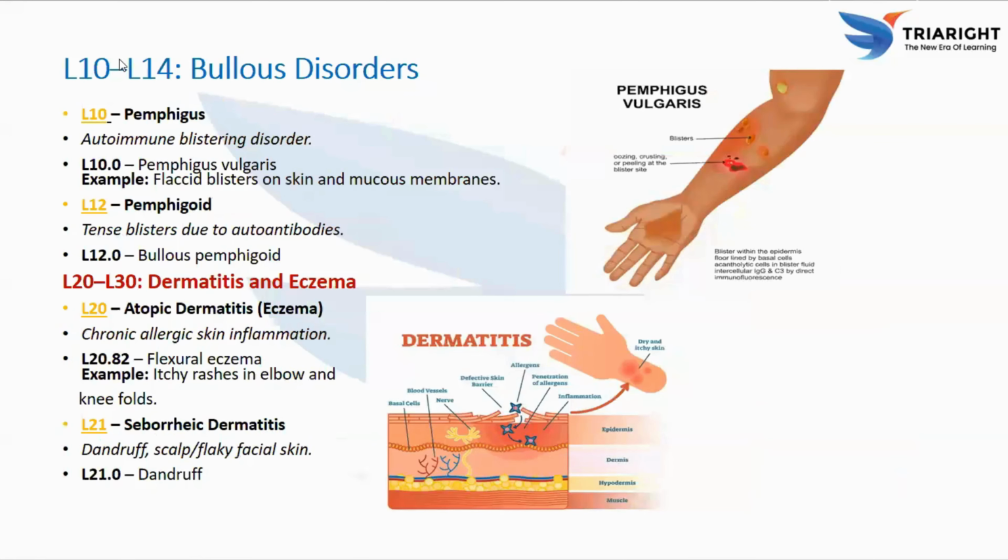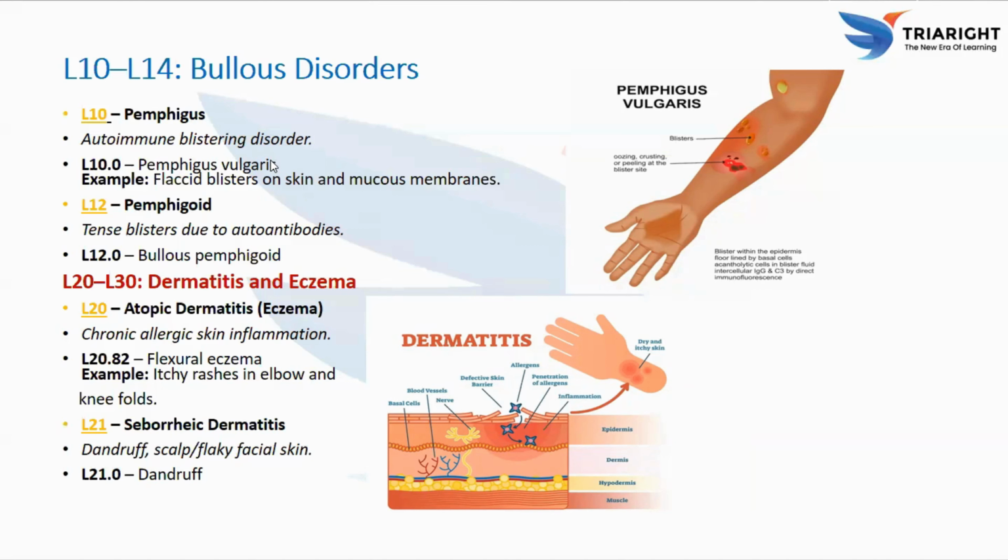So next, coming to the category codes L10 to L14, which are assigned for the bullous disorders. What are the bullous disorders? These are skin diseases characterized by blister formation. A blister is nothing but a bulla. So what is the code classification?